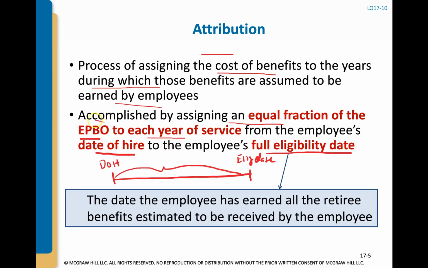We're going to take the EPBO and assign an even amount to it every single year, right? If this is a 20-year period, then we take the EPBO, assign 1/20th of it, and accrue it in our balance sheet every year.